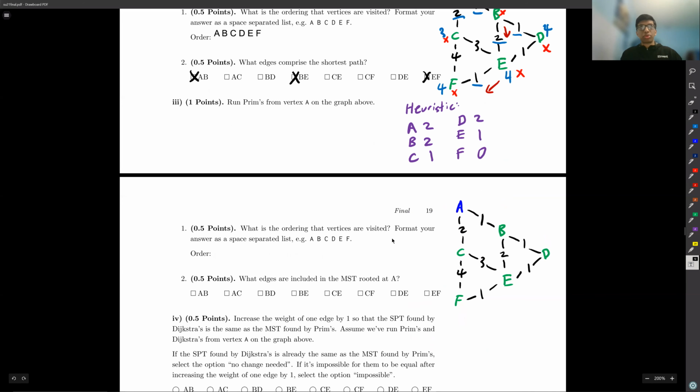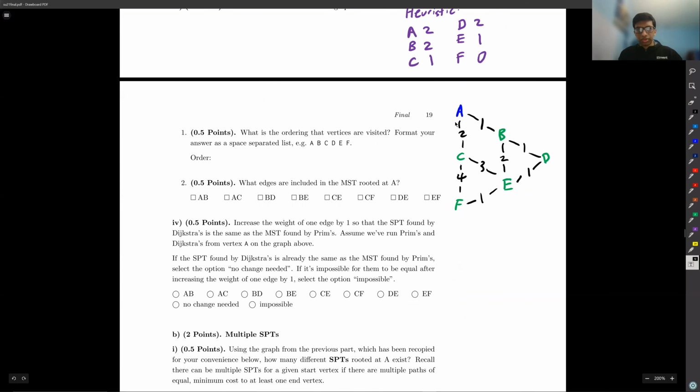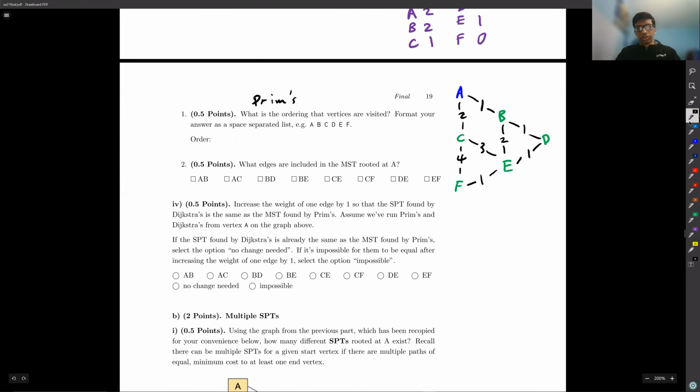So now we're going to be running Prim's from vertex A. Well, I have it recopied down here, and I can go ahead and write Prim's just to remind us that we're using Prim's. And now you want to find the ordering that the vertices are visited in. Format your answers as a space-separated list. Okay. Well, the nice thing about running Prim's is that Prim's is very much like Dijkstra, except the difference is we no longer think about distance up to, we just now think about edge weights.